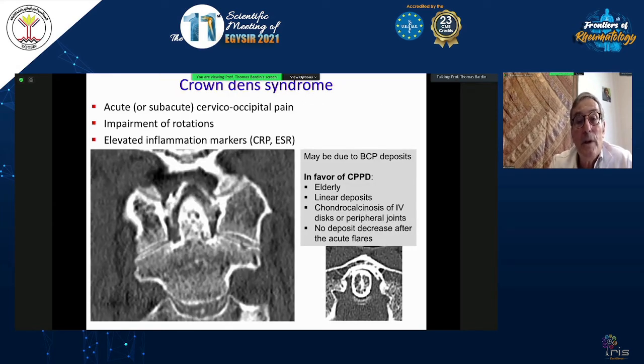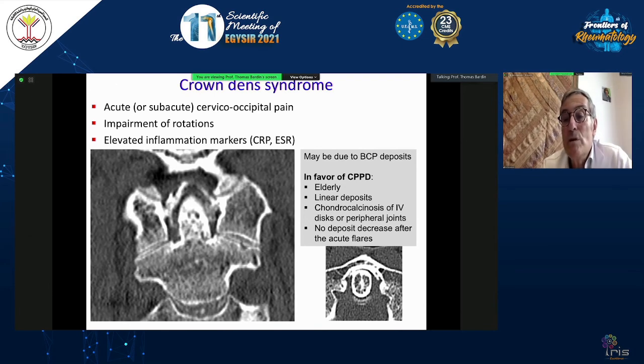These deposits are most often asymptomatic, but they can cause the Crowned Dens syndrome, which is a very severe acute cervico-occipital pain, which can last a little longer, and there are subacute and even chronic forms. What is characteristic is the total impairment of rotations of the head, which points to the craniovertebral, craniocervical hinge. And of course, there is some elevated CRP and ESR, maybe some fever.